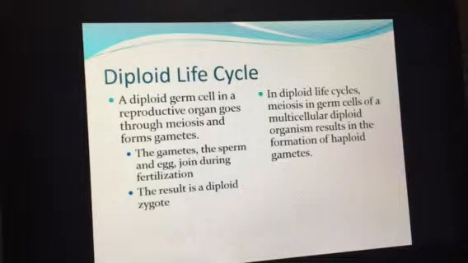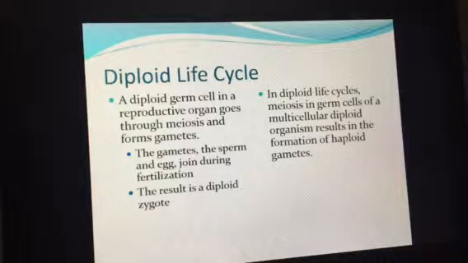A zygote will then travel through the fallopian tube and embed itself into the uterus. It'll start going through cell division, and it will be able to form an embryo. An embryo will grow to form a fetus, and then it grows into what we know as a baby. So a zygote is the starting process of pregnancy. In a diploid life cycle, meiosis in the germ cells of multicellular organisms, such as us, will result in the formation of these haploid gametes.